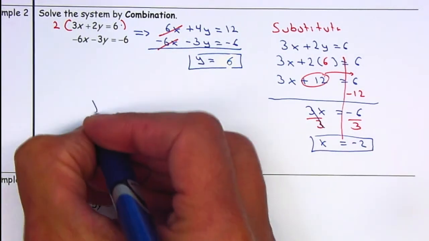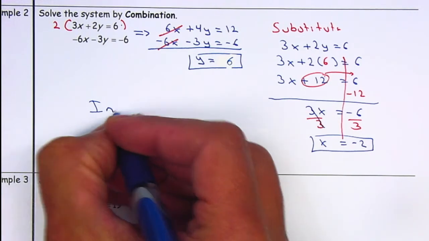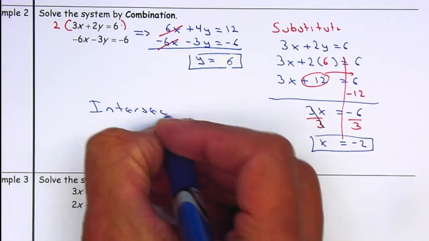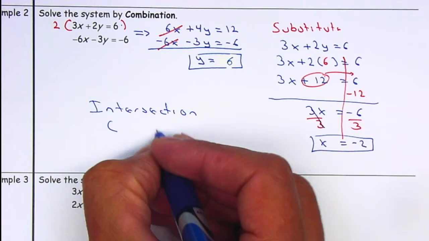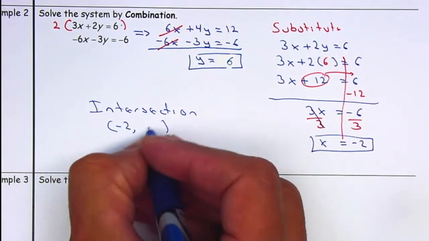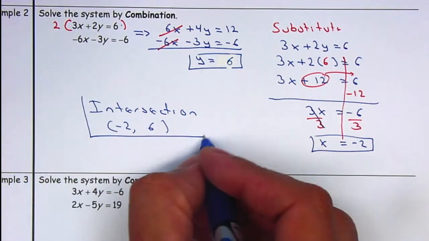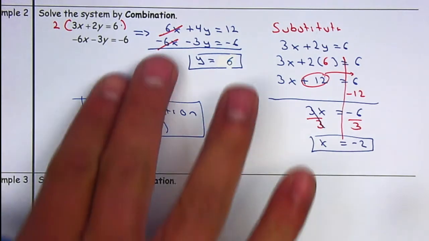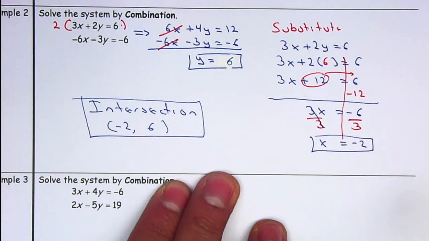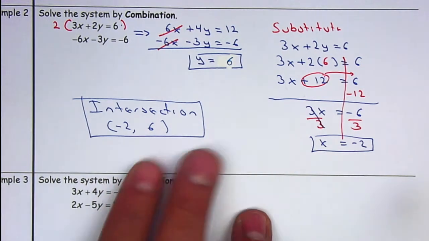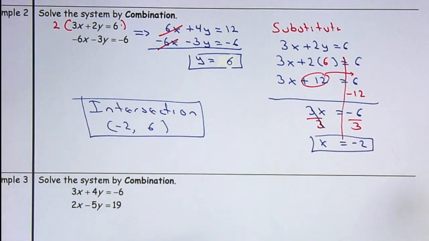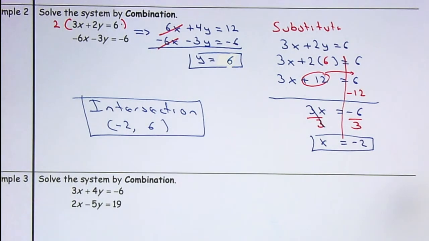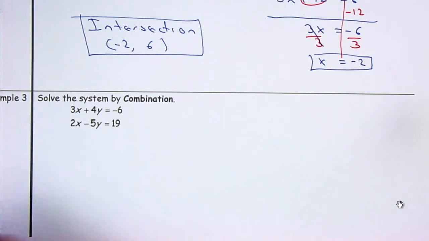Remember, our solution will be the intersection of both lines. So in this case, it is negative 2 and 6. Notice that this process is much shorter than the substitution. So if you have a choice, you probably want to do combination. On the test, you have to do both, combination and substitution. For example number 3, we need to be able to cancel the x's or the y's.